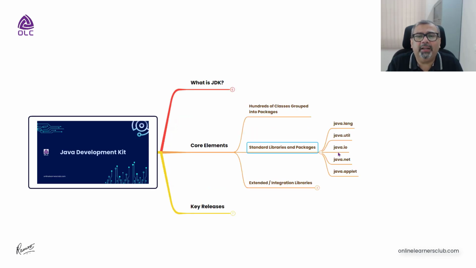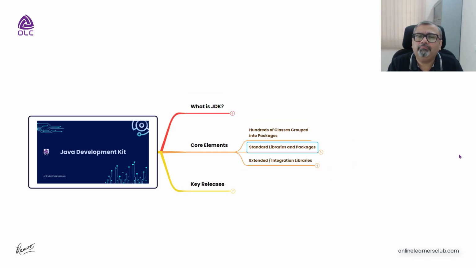The standard libraries include the java.lang package, which is predominantly used by a Java programming environment. Every developer will not complete a program without using the java.util package, for example. So java.util is an important package. We have java.io, java.net, java.applet. These are some of the packages which are very useful for day-to-day programming by a Java developer.